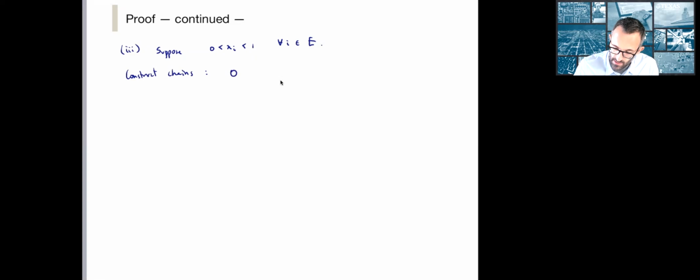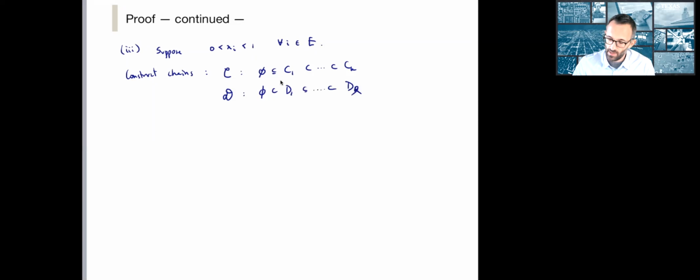So again, C is going to be the set C1 up to CK, and D the same thing, DL. And all of these are tight, right? Just by how I construct them. So that means that x of CI equals R1 of CI, and x of DJ is equal to R2 of DJ for every I and j.